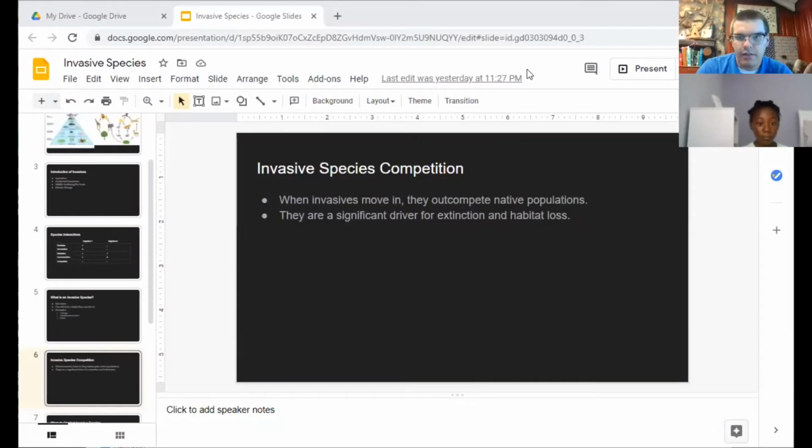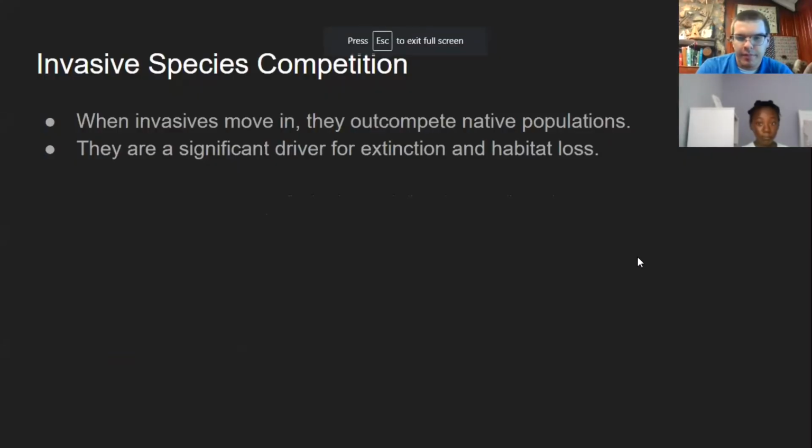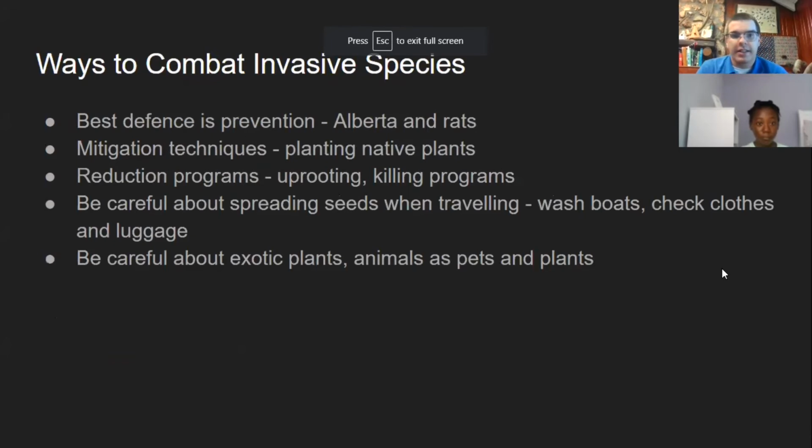So if invasive species are such a problem, what can we do to combat invasives? So the best defense is prevention entirely. So we can completely prevent invasive species from showing up in the first place. So you can do things like, if you're buying a pet, to make sure that you got the pet from a responsible source. If the pet is an exotic pet, you don't release it into the wild.